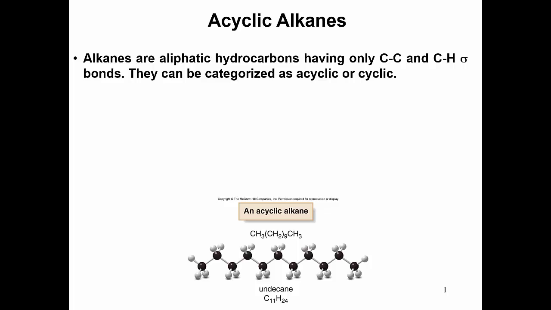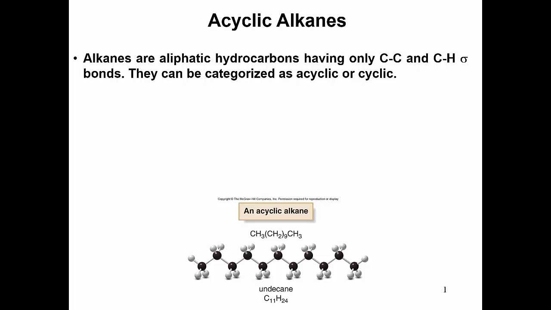Okay, today we're going to talk about alkanes, and alkanes are hydrocarbons having only carbon-carbon and carbon-hydrogen bonds, so there are only carbons and hydrogens in alkanes. And you can have them as linear structures or acyclic, or else ring structures, which of course are cyclic structures.